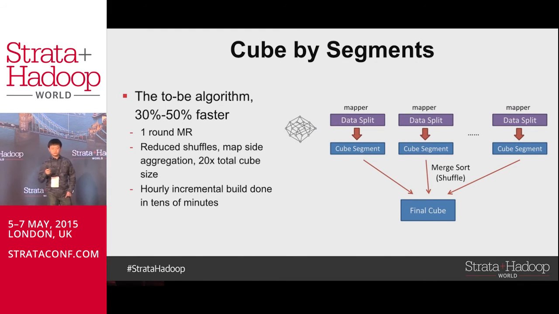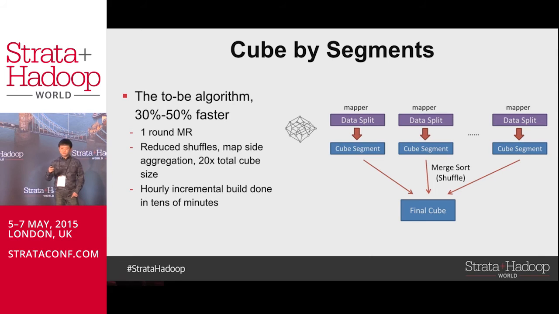So we're trying to address it with a new algorithm, which we piloted in our environment and which shows about a 30 to 50% speedup. The new algorithm tries to do the aggregation at the mapper side first. The idea is to split the whole data set into splits, and each mapper takes a split. With the split, it calculates a cube segment, all cuboid combinations with the given data. Every mapper emits a cube segment that gets shuffled over the network to the final reducer. There is still some shuffling and aggregation at the reduce side, but it is greatly reduced.